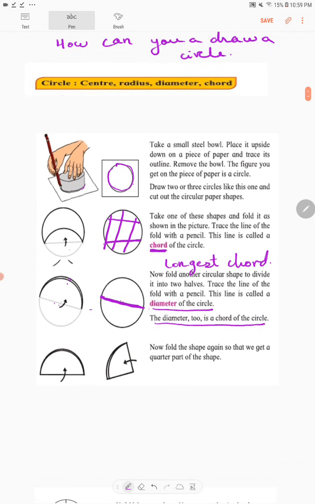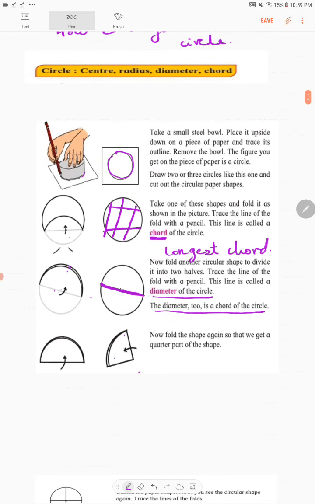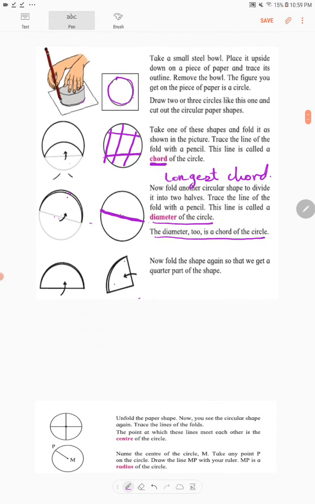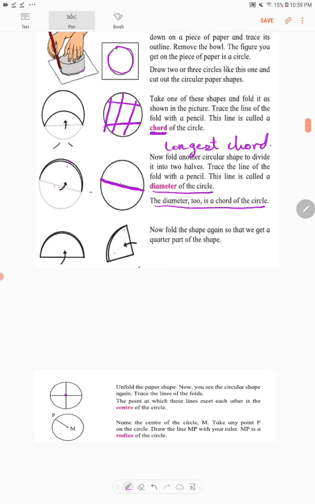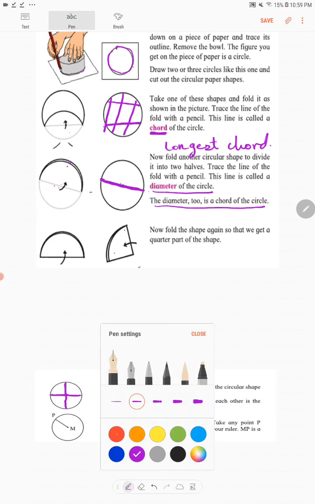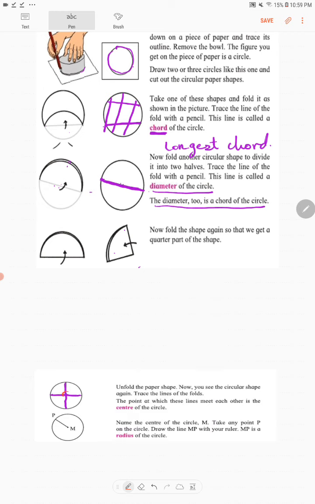Now we just fold it again, and this forms the quarter part. When you open the folded part, you will get the center, where these two lines join. This is the center of the circle.